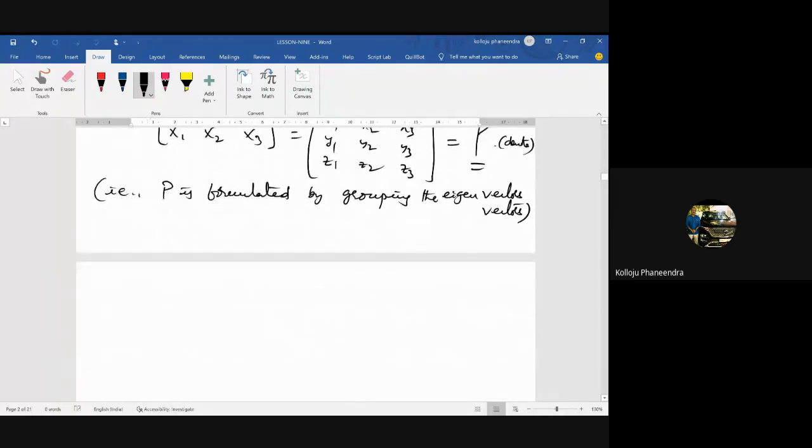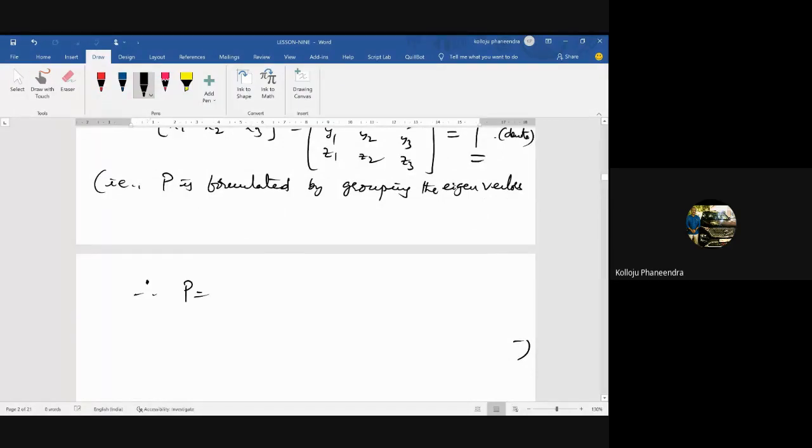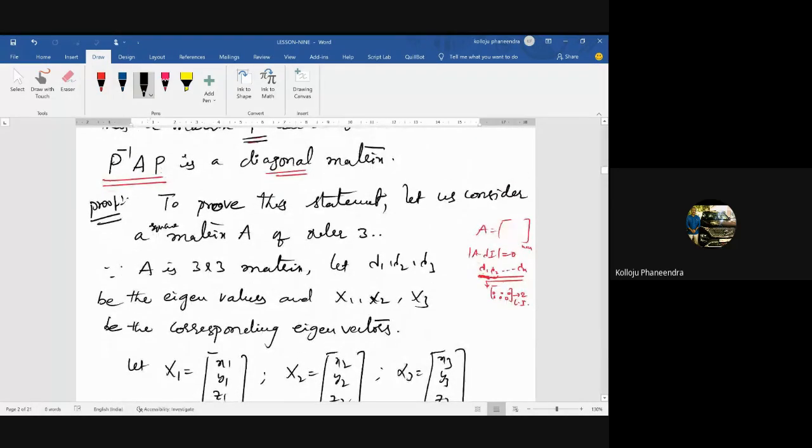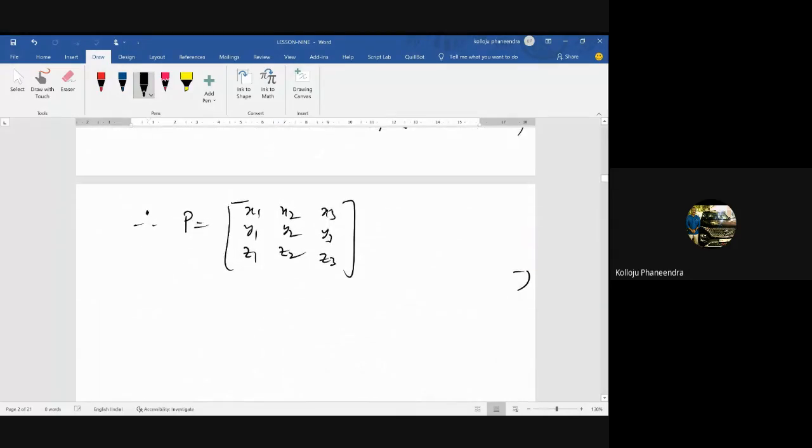Therefore, once again, matrix P is x1, y1, z1, x2, y2, z2, x3, y3, z3. And the transformation given is P inverse AP. Now I got matrix P, and it is multiplied by A. Now let me multiply AP. A into P equals A into matrix P, which is nothing but x1, x2, x3. Done. So I'm writing that as x1, x2, x3.